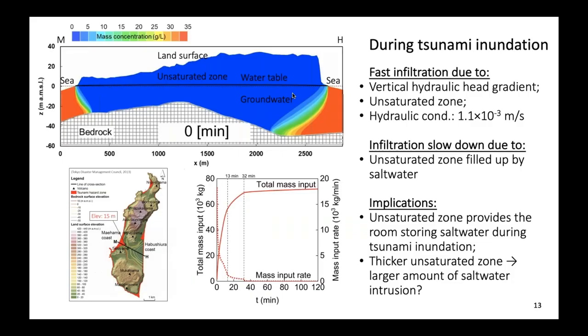This figure shows the cross section in the middle of the island, along the line M-H. The red color shows high salinity, and the blue color shows fresh groundwater. This shows the results during the 2 hours of tsunami inundation. As you can see, in about 10 minutes, the salt water can reach the groundwater table, and in about 40 minutes, the unsaturated zone beneath the tsunami inundation area has been fully saturated by the salt water.